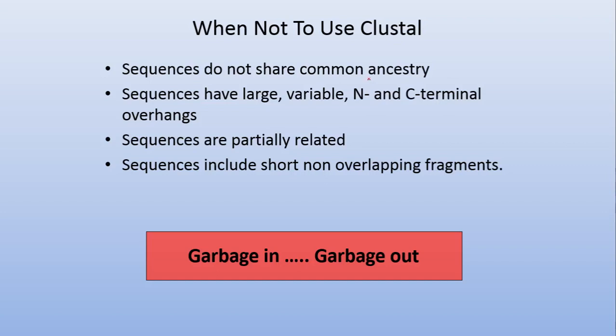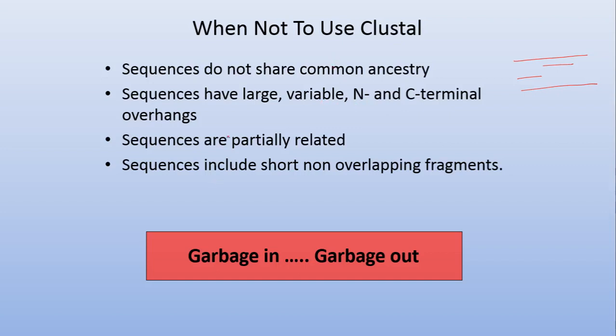If the sequences have large N and C terminal overhangs, you are not supposed to use them. It should not happen that the two sequences differ significantly in length as such. They should not have variable N or C terminal overhangs. If that is the case, don't use ClustalW.